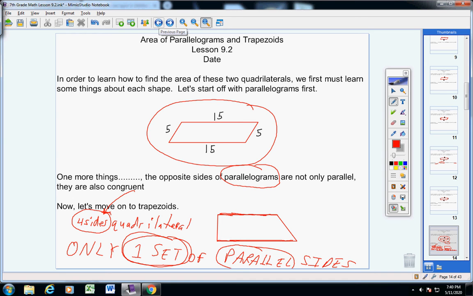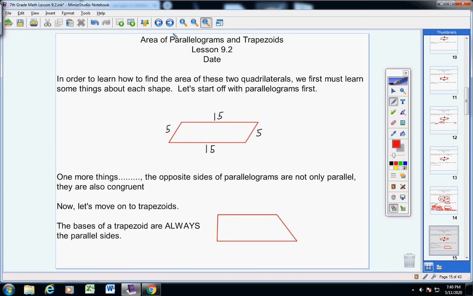Now let's learn some more information about a trapezoid. This next sentence is really important. It's really huge, so please write this down, and here it is. The bases of a trapezoid are always the parallel sides. So guys, please copy that in your notes. Let me tell you what that means. In a parallelogram, I told you guys, it doesn't matter which way it's turned, whatever side is the bottom side, that's going to be your base. Not true with a trapezoid. A trapezoid does not have one base. A trapezoid has two bases.